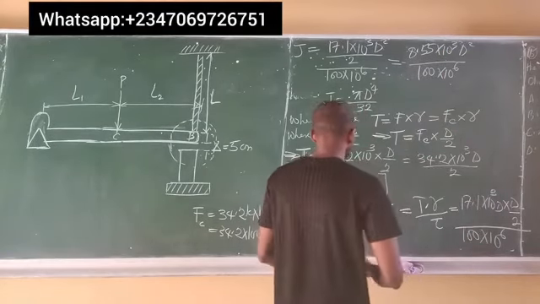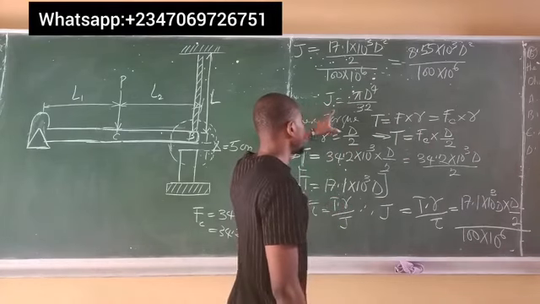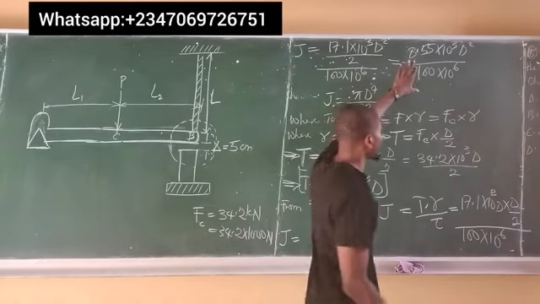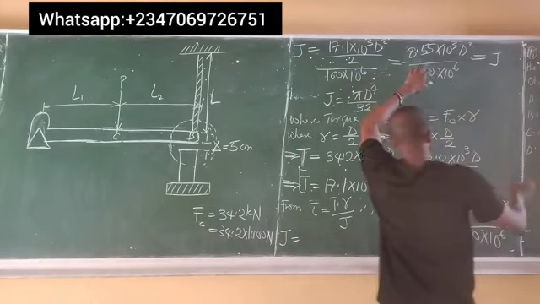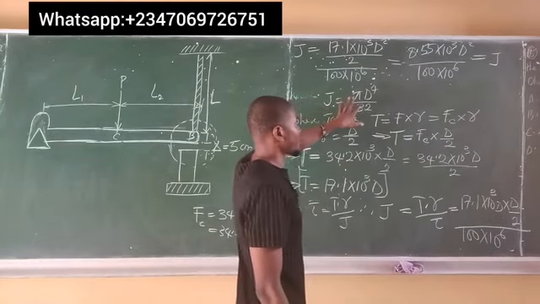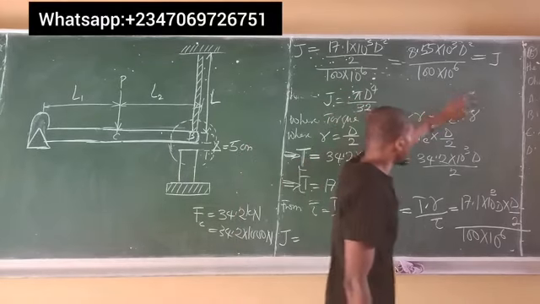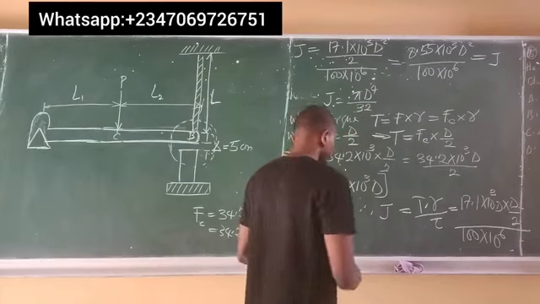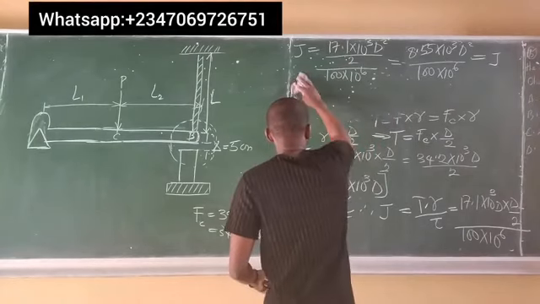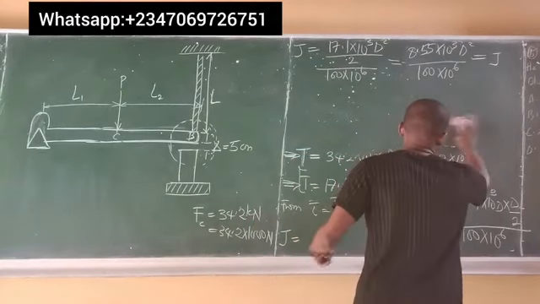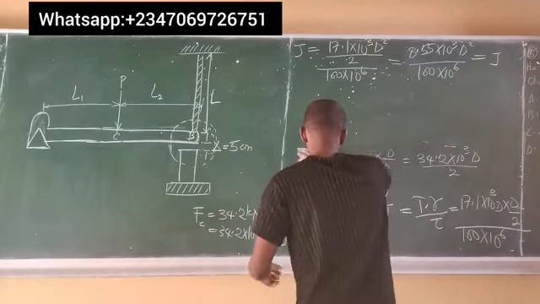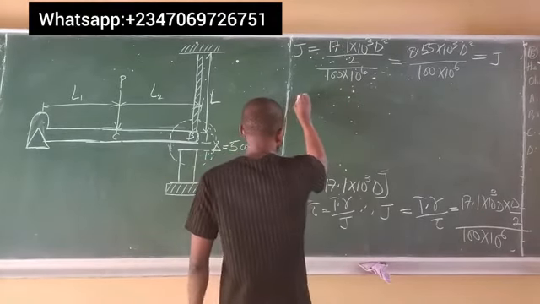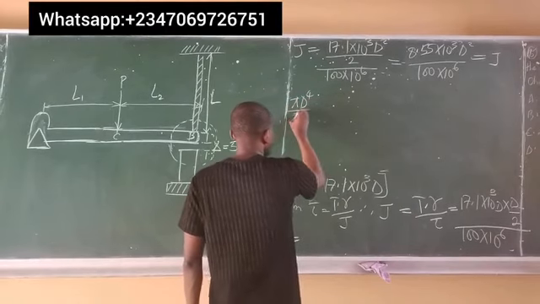Now I want you to keep this in mind. Remember we said that J is equal to pi d to the power of 4 all over 32. So here we have J being equal to this value, but we know that J is equal to pi d to the power of 4 over 32. So we are going to be replacing J with this relationship, pi d to the power of 4 divided by 32.